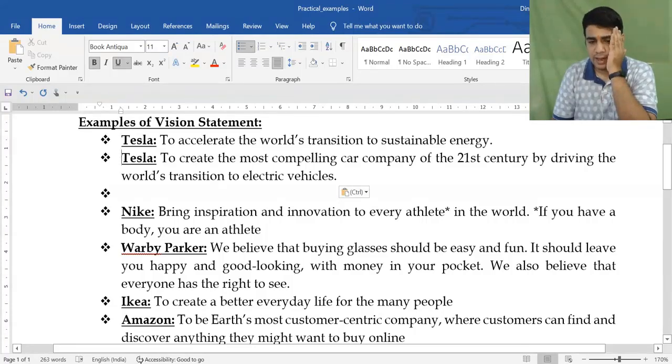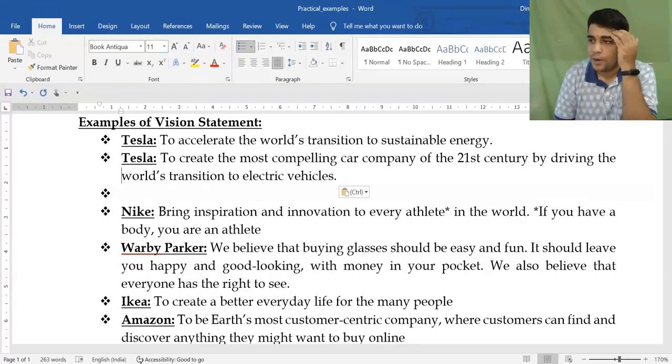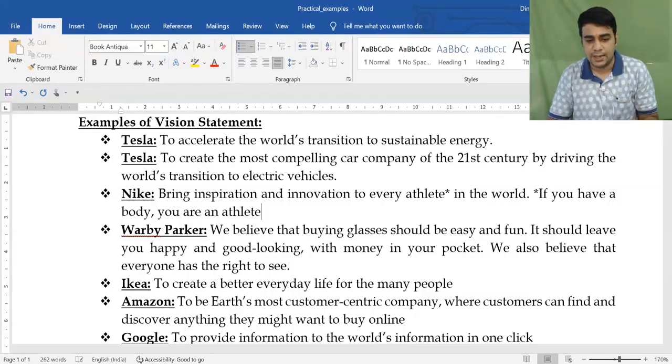Tesla, which is your car maker, to accelerate the world's transition to sustainable energy, that's their vision statement. To create the most compelling car company by driving the world's transition to electric vehicles. So, this is what they are currently doing. Their vision is they want the world to move towards sustainable energy. Again, the second one you should be able to relate.